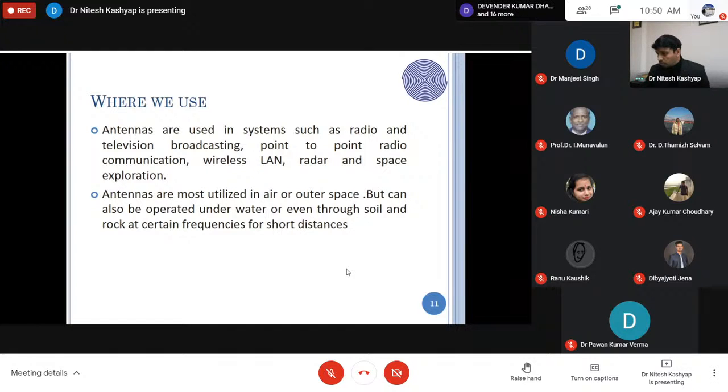Antennas are most utilized in air or outer space, but can also be operated underwater or even through soil and rock at a certain frequency for short distance. So there are some applications where we use the antenna underwater or under soil. One example is GPR, ground penetrating radar, where we use this antenna for disaster management.